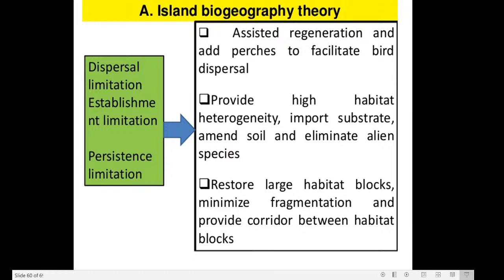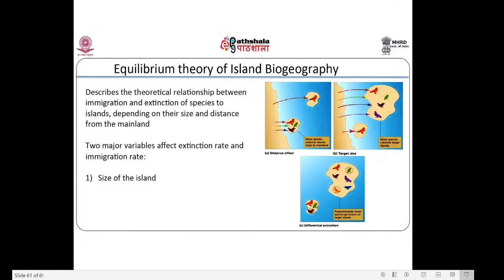In this equilibrium, the size is very important. Here is the distance effect. One species is isolated in one particular place. That same species and other species are in one particular place, in a small place. The larger place is occupied by one species here. The smaller space is occupied by different species. This is a different distance effect. Then target size.